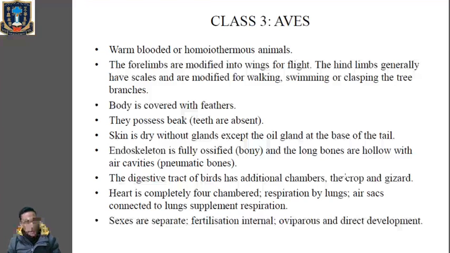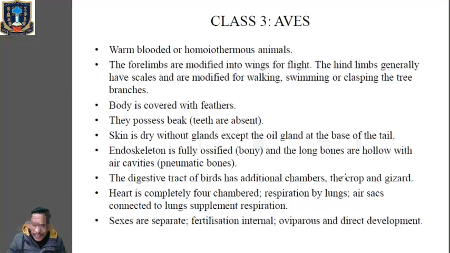The endoskeleton is fully ossified, bony, but the long bones are hollow. Such bones are called pneumatic bones. What is the significance of having pneumatic bones? It will make the body weight less, and less body weight means they can easily fly. So pneumatic bones are hollow bones, and they reduce the body weight of the class Aves so that it can help in flying. Heart is completely 4-chambered.